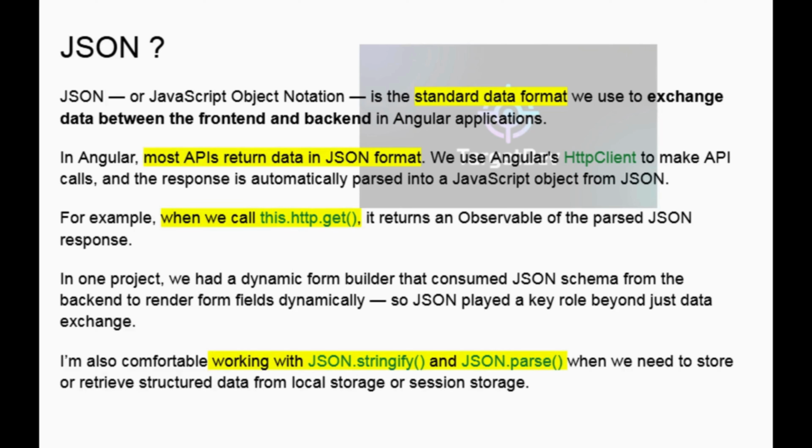JSON. For example, when we call this.http.get method, it returns an observable of the parsed JSON response. In one project, we had a dynamic form builder that consumed JSON schema from the backend to render form fields dynamically. So JSON played a key role beyond just data exchange.